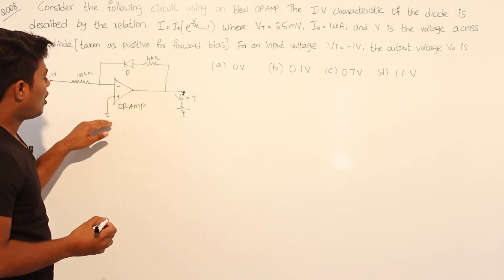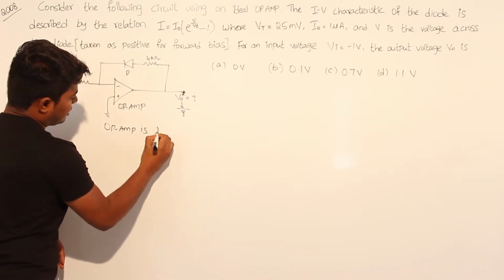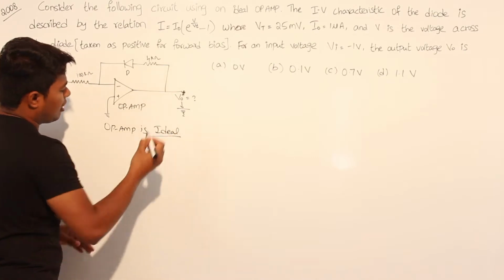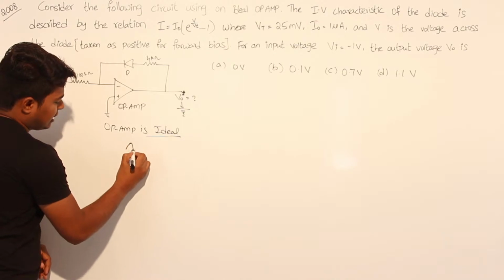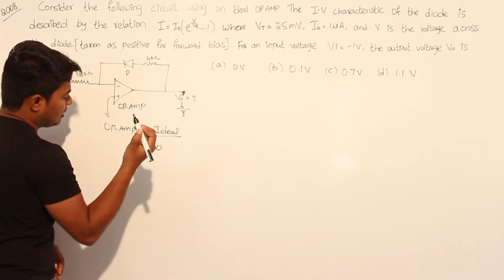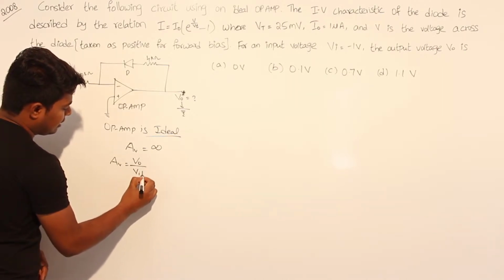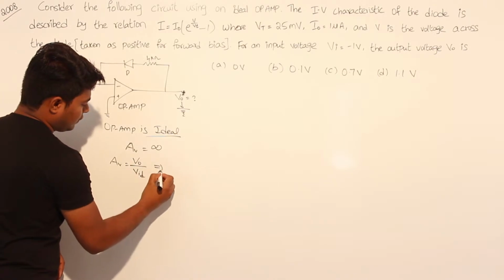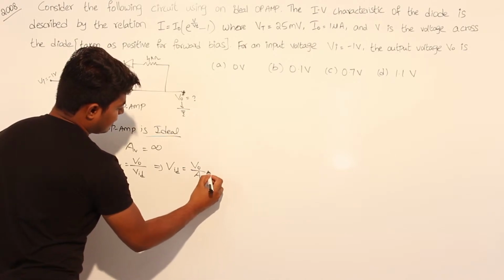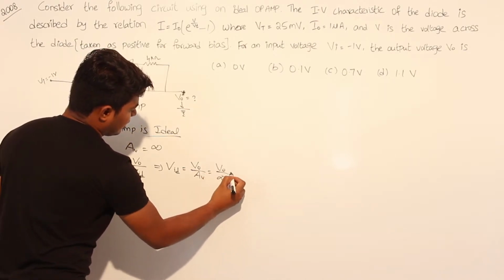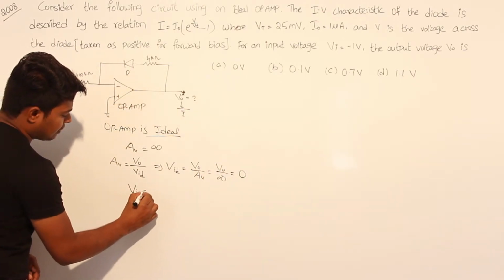Now they are saying that the op amp is ideal. This is one of the important key points. We know that whenever an op amp is ideal, its open loop voltage gain AV will be equal to infinity, and AV is given by V0 by VID. So VID = V0 by AV = V0 by infinity. Anything divided by infinity is 0. So here we get VID = 0.